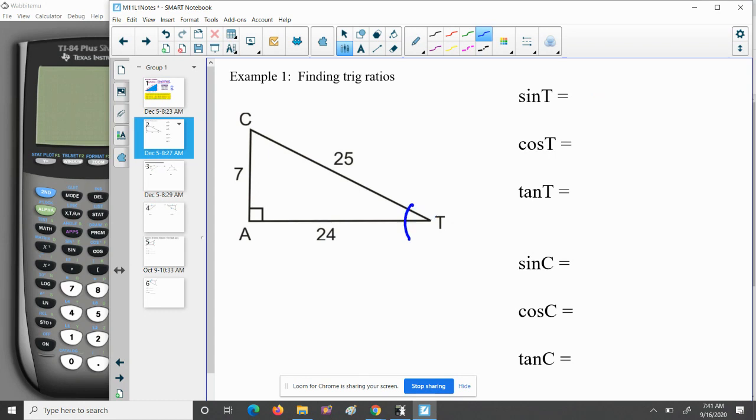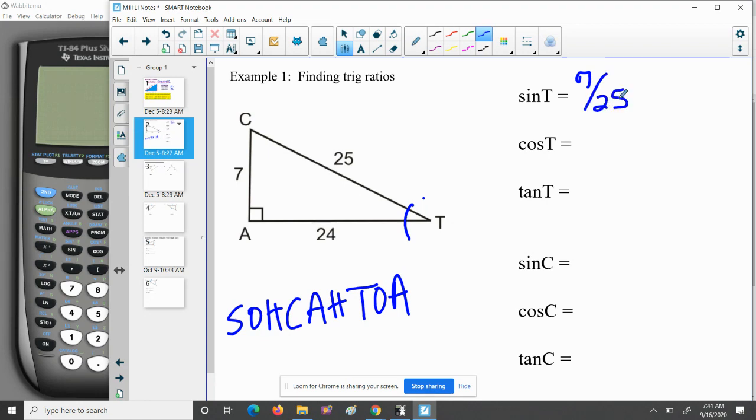Sine of angle t. Sine is opposite over hypotenuse. If we look at angle t, the side opposite angle t is 7, and the hypotenuse is 25. So sine of angle t is 7 over 25. Cosine of angle t is adjacent over hypotenuse. So cosine of angle t is the adjacent side, which is 24, over the hypotenuse, 25. So 24 over 25 is the cosine of angle t.